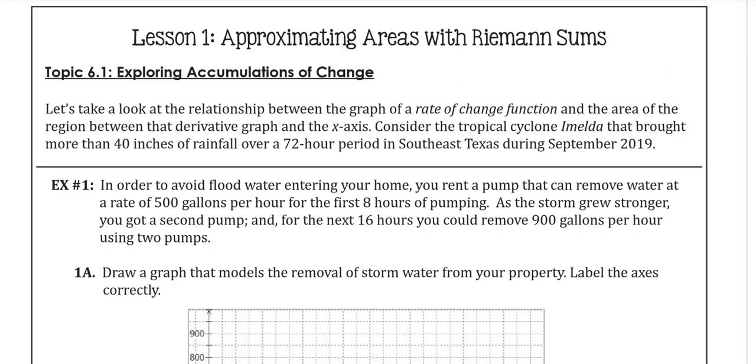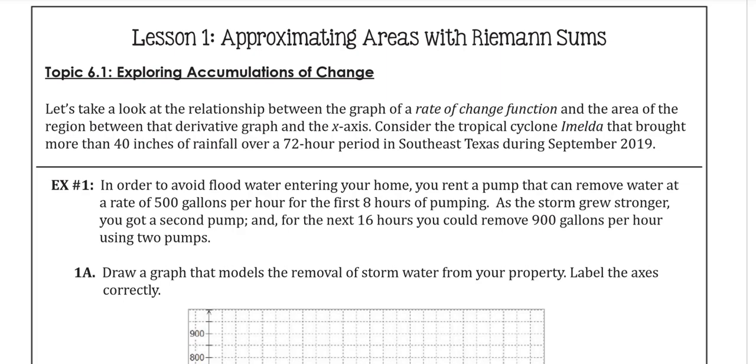This is the first part of the first lesson of Unit 6, Approximating Areas with Riemann Sums. We are going to switch gears here and look at the other side of calculus, which is area under a curve. We're going to get away from rates of change for a while. We'll be back to those later in the year, but we're going to start looking at the other big part of calculus, area under a curve.